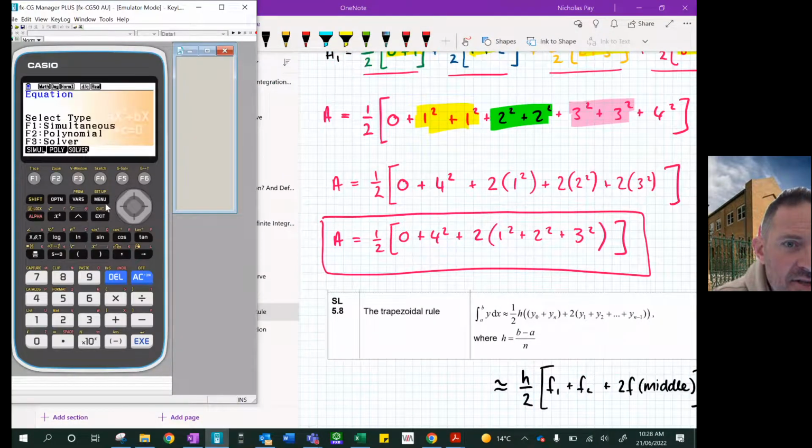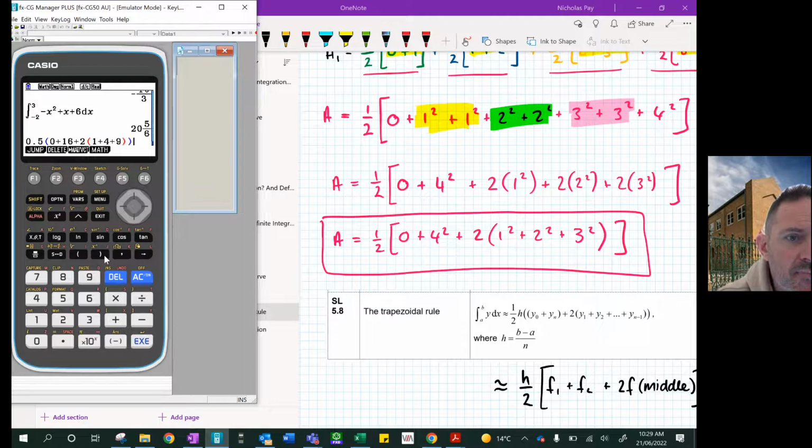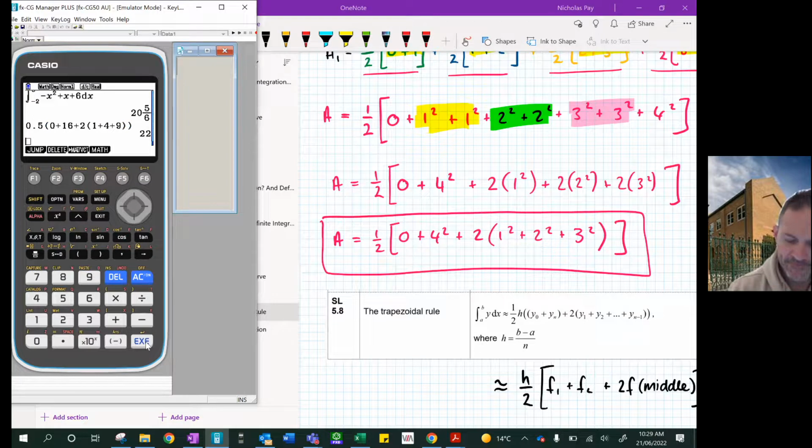So I'm just going to go into menu 1. I'm going to do my 0.5. I'm going to open my brackets. We have 0 plus 16. I mean, you can do 4 squared if you want, plus 2 times 1 squared plus 4 plus 9. Again, you can do the squares if you want. All right, chuck it all in, equals. We get 22. So our approximation here is 22 units squared.